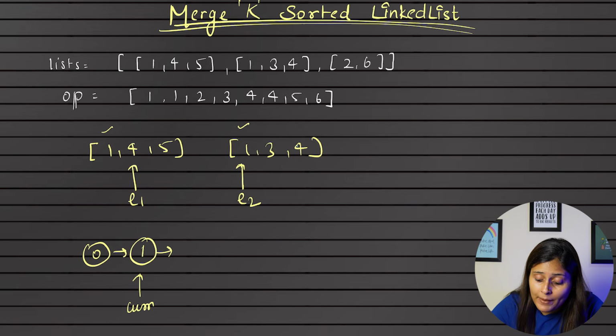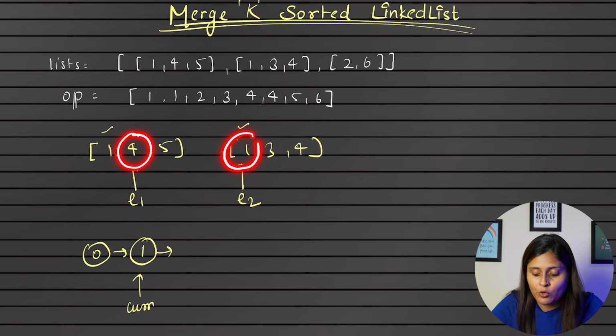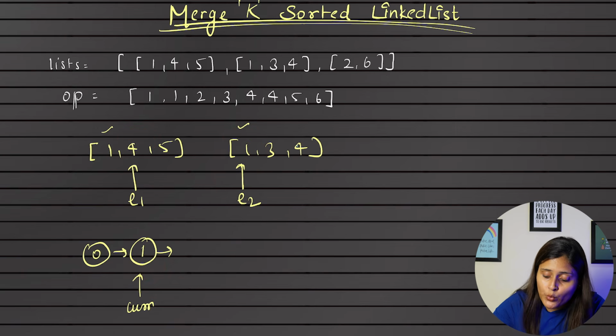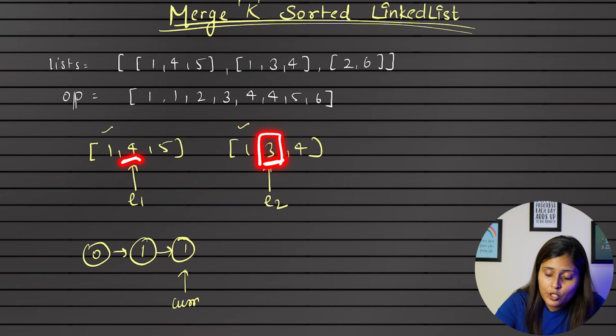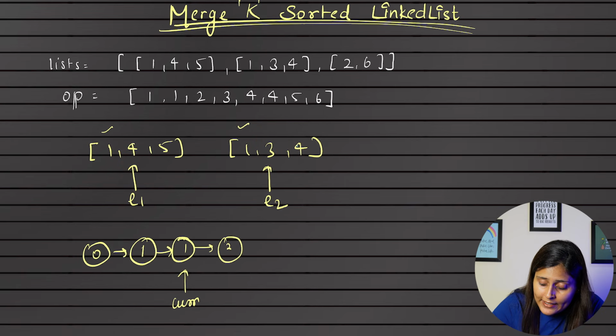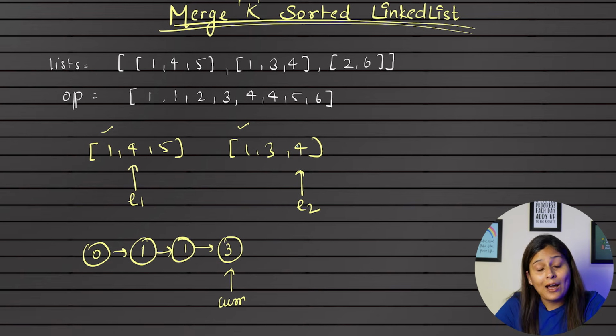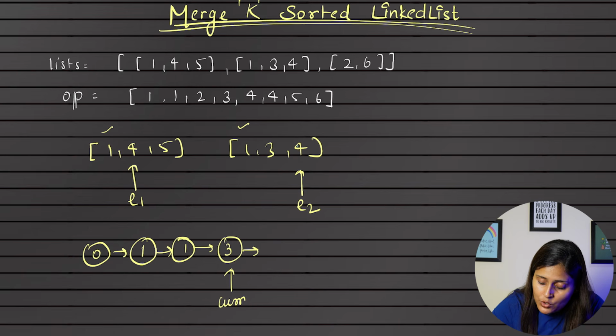Next time we will compare whether L1 is smaller or L2 is smaller. It will say L2 is smaller. So to its next, L2 will get connected, which is 1. Now L2 will move ahead, and current will also move ahead. Again, is L1's 4 smaller or 3 smaller? We will find 3 is smaller. So in current.next, L2 will get connected. Now current will also move ahead and L2 will also move ahead. Now further, is L1 smaller or L2 smaller? In this case, you will connect L1, move current ahead, and move L1 ahead.